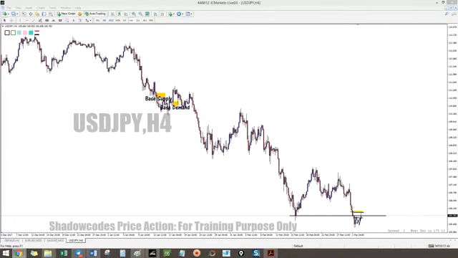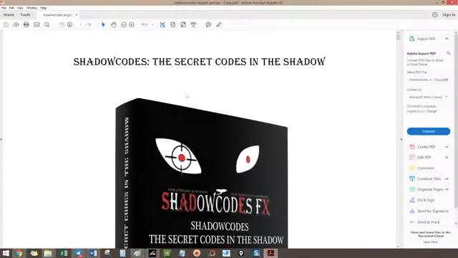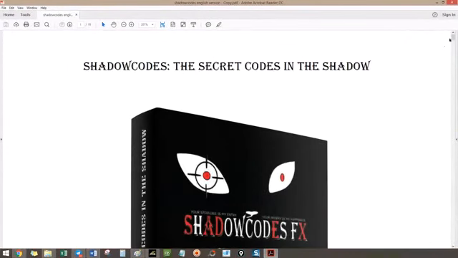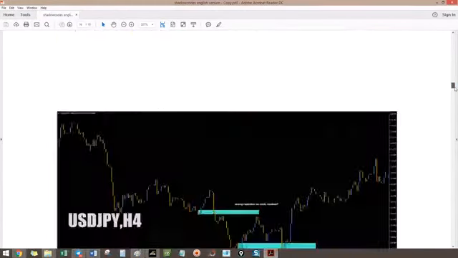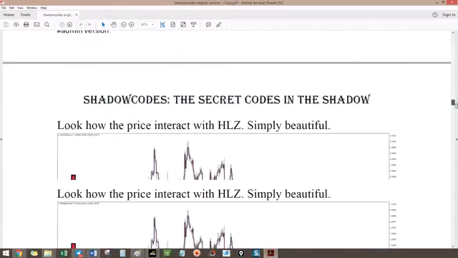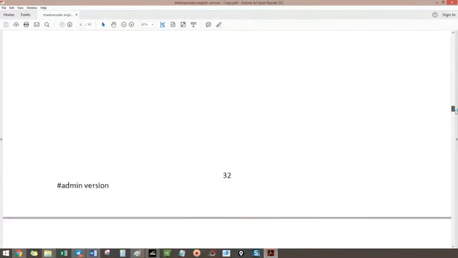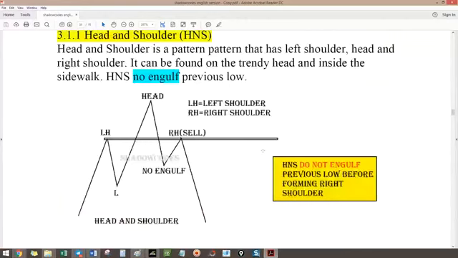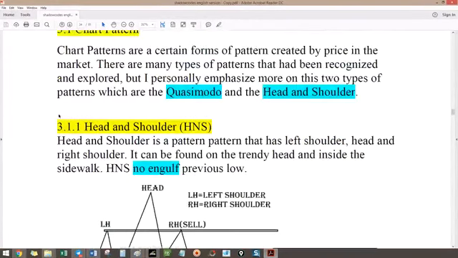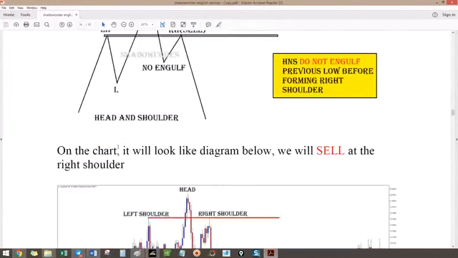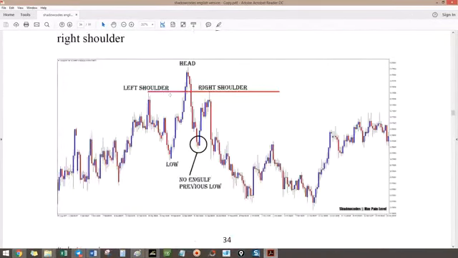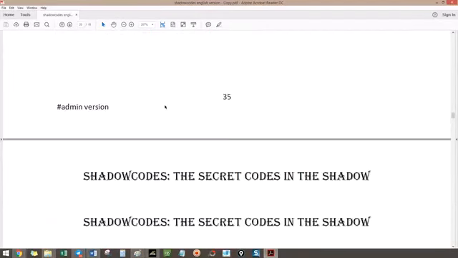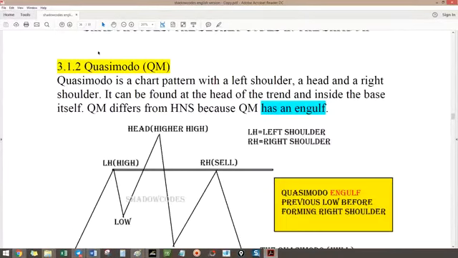Alright, let's start our class. So today we'll be going to learn QM pattern. Okay, so we already go through the HNS, head and shoulder. Now we'll be learning the QM pattern, the Quasimodo. This is the basic one, the QM pattern.